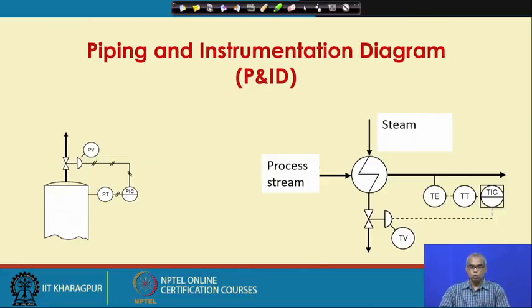Now, we will briefly talk about piping and instrumentation diagram. What you see on the screen are typical, very simplified examples of piping and instrumentation diagrams for a very small part of an equipment. For example, on the left what you see is a part of the piping and instrumentation diagram for the top of the distillation column.